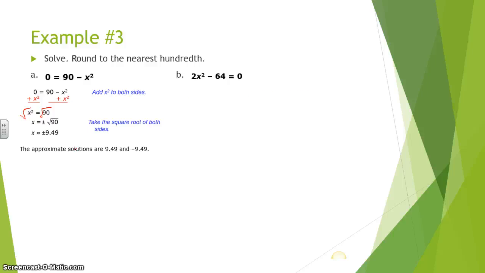The next one here we have 2x squared minus 64 equals 0. First you want to add 64 to both sides. So what you're left with is 2x squared equals 64. Then you're going to divide each side by 2 to get x squared equals 32. You then take the square root of each side.